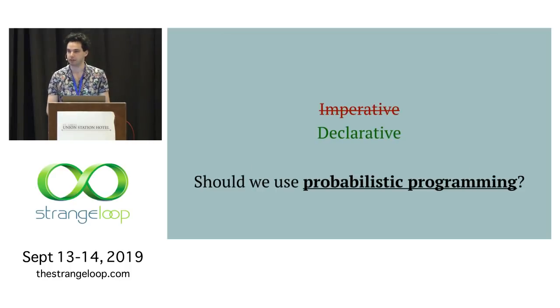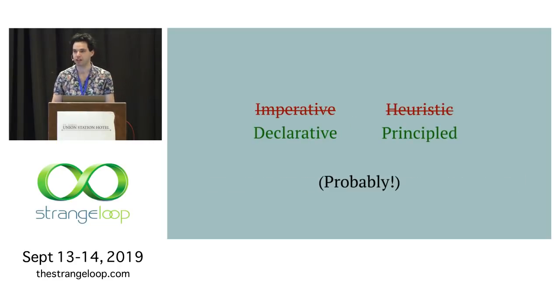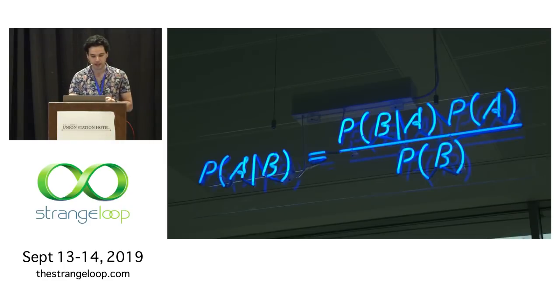There's a third kind of declarative programming, probabilistic programming. Should we use that? And you kind of know by the title of the talk that my answer is yes. The key insight is that we can use probability theory to replace the heuristics that we mentioned earlier with a principled strategy for reasoning about things that we don't know. So let me be a little bit more concrete about that.